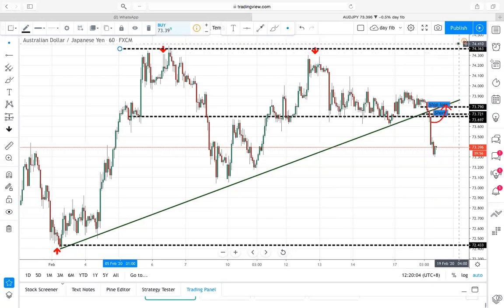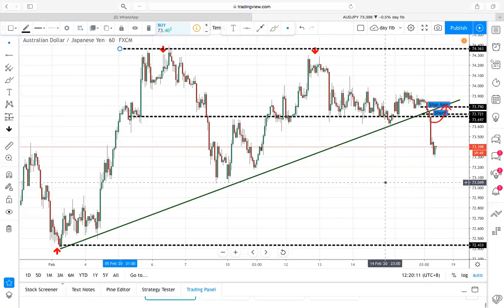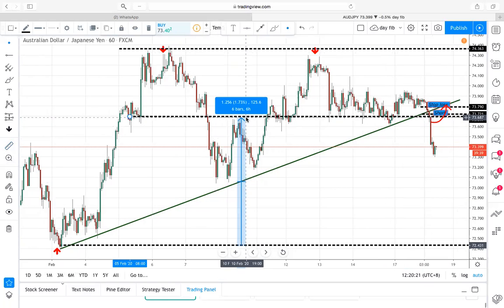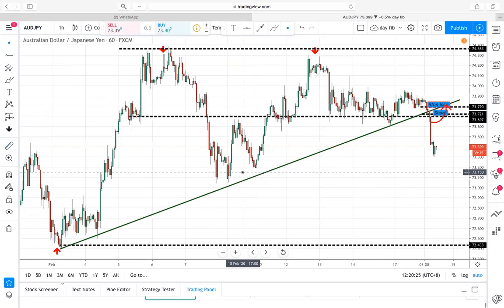It didn't rebound from here. It broke down from the bullish trend line. That is where, at 73.72, my profit will be about 125 pips. To me that's good enough, and that is where I exit my position. This is for a long contract, that means I'm buying in that sense. Very, very straightforward, very, very simple.